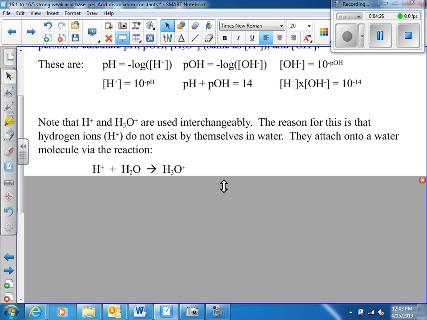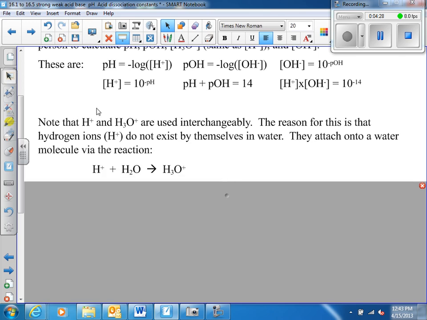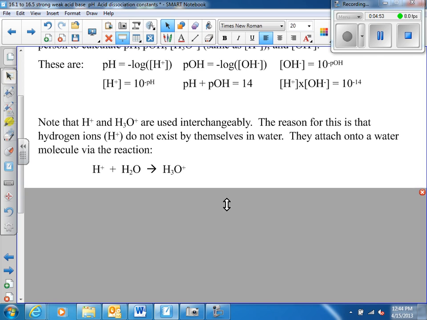One important thing about these is that H+ and hydronium ion are used interchangeably. So wherever you see H+, that is also the same as the hydronium ion concentration because H+ will not just sit in water, it will always attach itself onto a water molecule instantaneously, spontaneously, however you want to say it, to form hydronium ion. This reaction goes to completion. Going to completion, going all the way to the right.